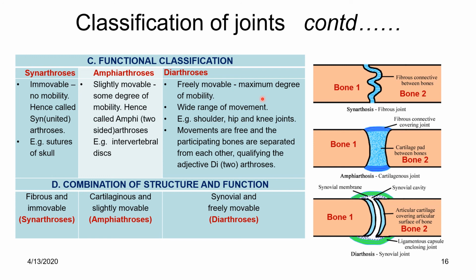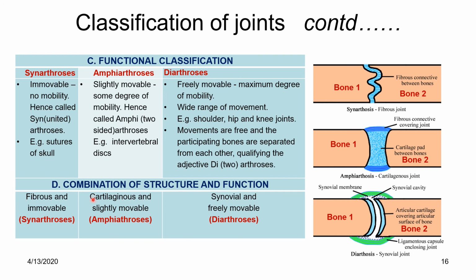Then the diarthrosis, which are freely movable joints with the maximum degree of mobility. There will be a wide range of movement. Examples are the shoulder joint, hip joint and knee joint. Movements are free in the diarthrosis, and the participating bones are separated from each other, qualifying the adjective di, that means two, arthrosis.